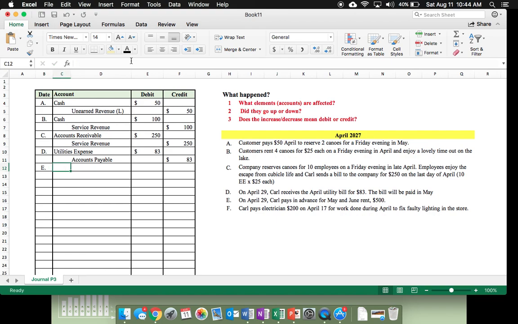Letter E. On April 29th, Carl pays in advance for May and June rent, $500. Carl has paid cash, and so our cash has gone down. How do we show a decrease in cash? Well, we got to credit cash for $500. Now, if we credit cash for $500, we need a debit for $500. What are we going to debit?